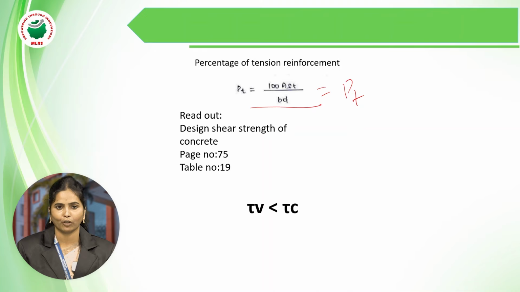M is the grade of concrete given in the question. According to the grade and the percentage pt, we have to take the values, then find out tau c. Then we have to check the condition: tau v is less than tau c, hence the beam is safe in shear.